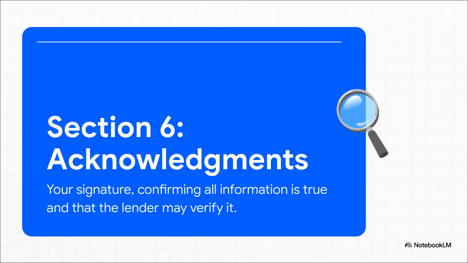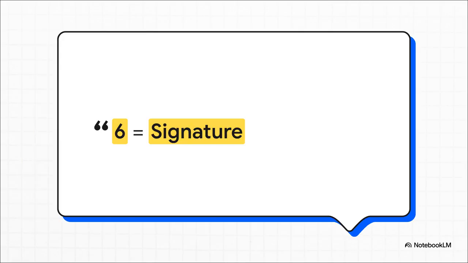It's where you put your signature on the line. By signing here, you're basically swearing that everything you've put down is true and accurate. You're also giving the lender the green light to go ahead and verify all of it. And remembering this one is, well, it's about as easy as it gets. 6 equals signature. This is the point where your application goes from a draft to a formal, serious request.